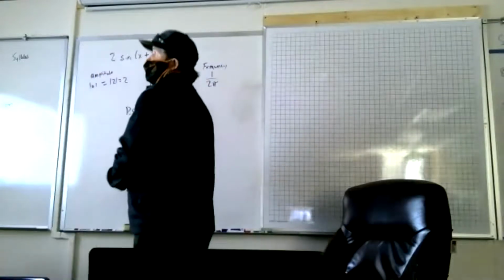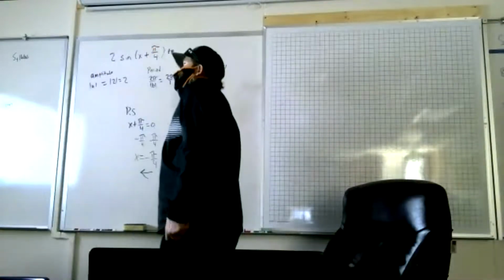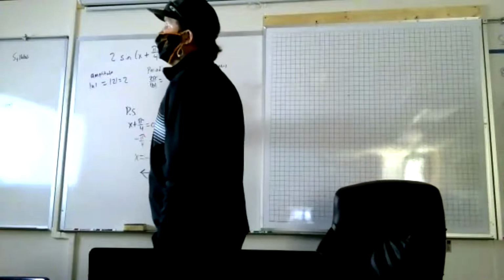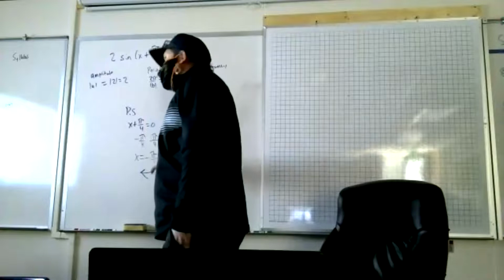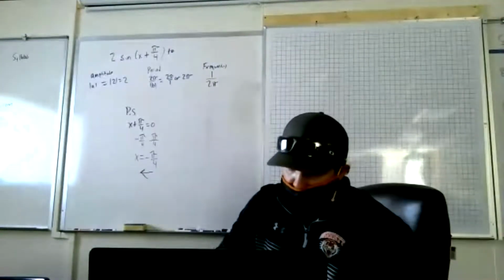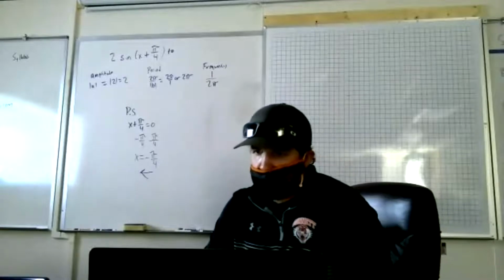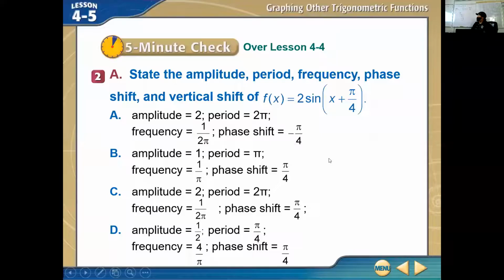So we're looking for one that has an amplitude of 2, a period of 2 pi, frequency of 1 over 2 pi, and a phase shift of negative pi fourths. That looks like it's going to correspond to answer A. The hard one on that is just remembering that the frequency is the reciprocal of the period.